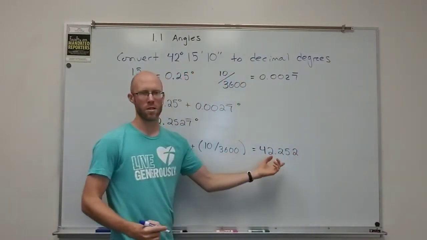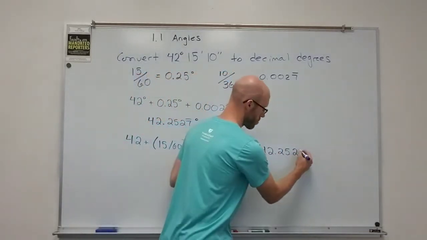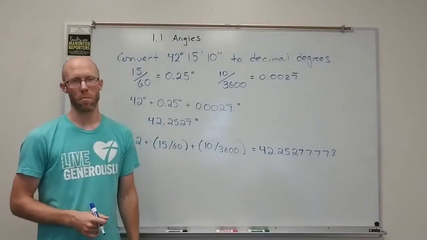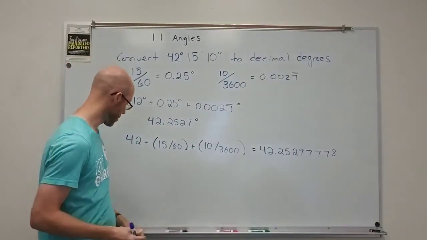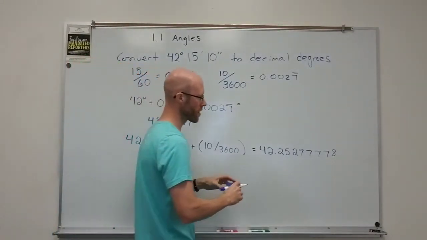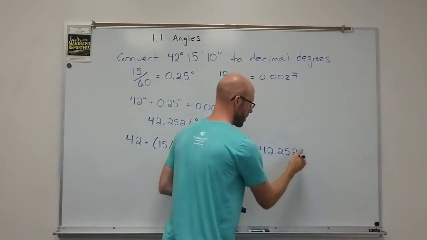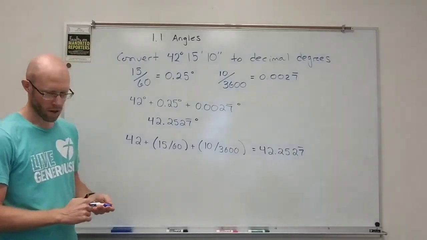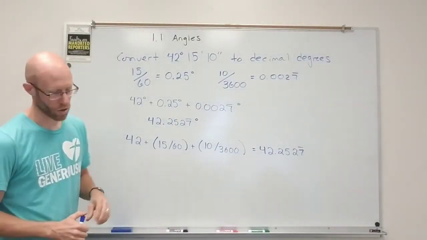And if you type that into your calculator, hit enter, you should get an answer of 42.252. And then, like I said before, your calculator is going to display a bunch of 7s and then an 8 at the end because it rounds up. But essentially, in reality, what you're looking at is a repeated 7. Okay. All right, so that's a quick conversion.